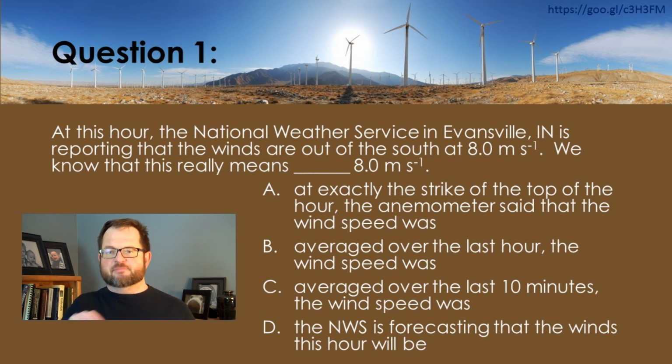We know that this really means blank 8.0 meters per second. A, at exactly the strike at the top of this hour, the anemometer said that the wind speed was 8.0 meters per second. B, average over the last hour, the wind speed was 8.0 meters per second. C, average over the last 10 minutes, the wind speed was 8.0 meters per second. Or D, the National Weather Service is forecasting that the winds this hour will be 8.0 meters per second. What does it mean that we've gotten this measurement that the winds at this hour are 8.0 meters per second? Make a choice from those 4 options and get a little feedback before we move on to question 2.